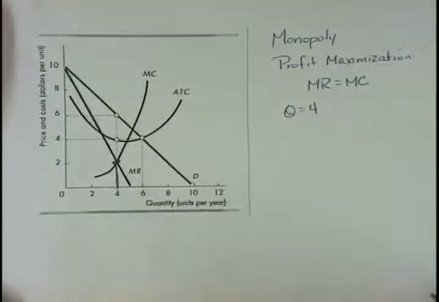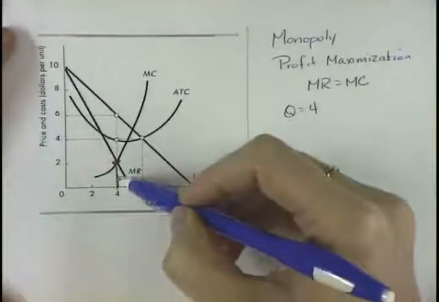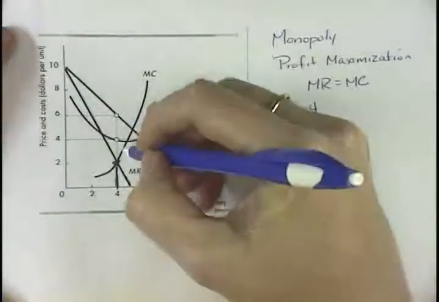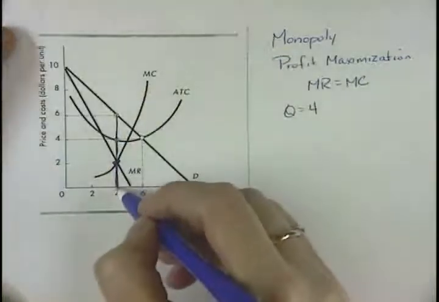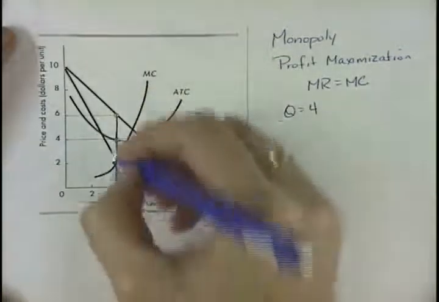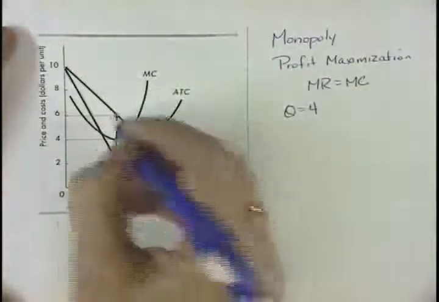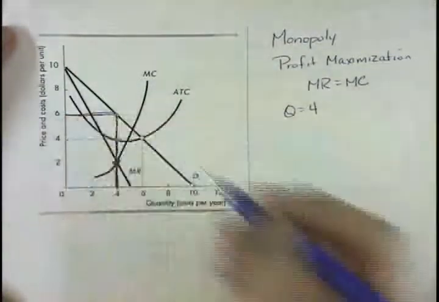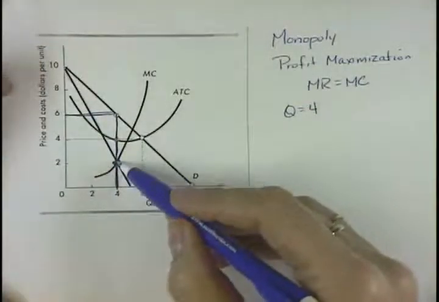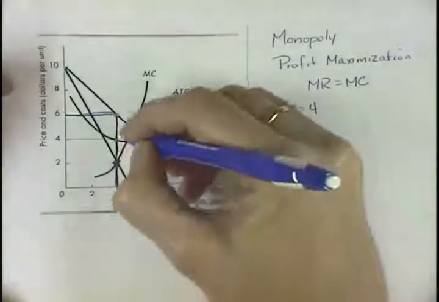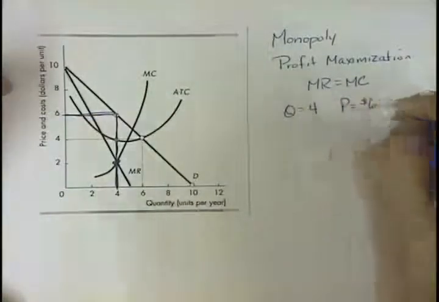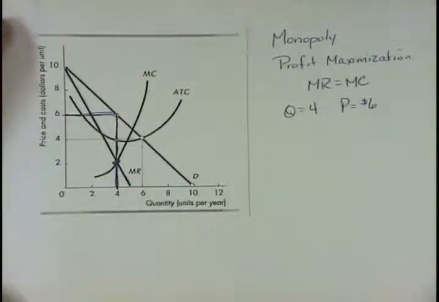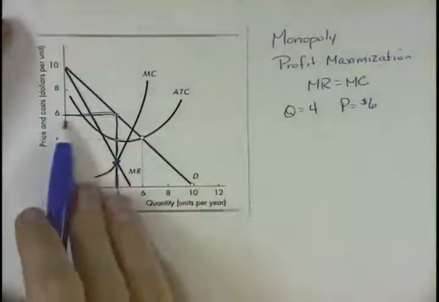Now from there we have to figure out how much we are going to charge when we produce 4 units. We know we're producing 4 units, so we're going to extend this up to my demand curve, because that's where marginal revenue equals marginal cost. We extend this up to my demand curve and back over to the price axis. So if we are maximizing profit, we produce 4, bring that up to my demand curve, back to my price axis, and the price is going to be $6. So that's how a monopoly firm decides how much to produce and what to charge.